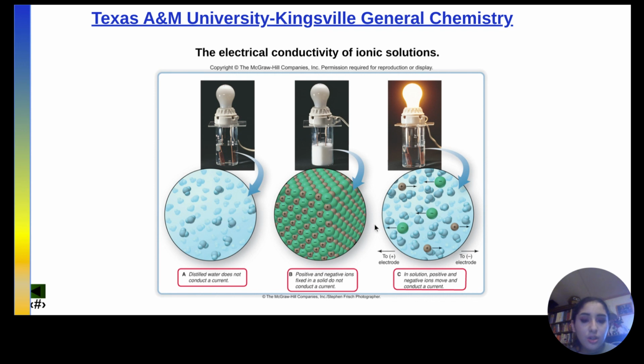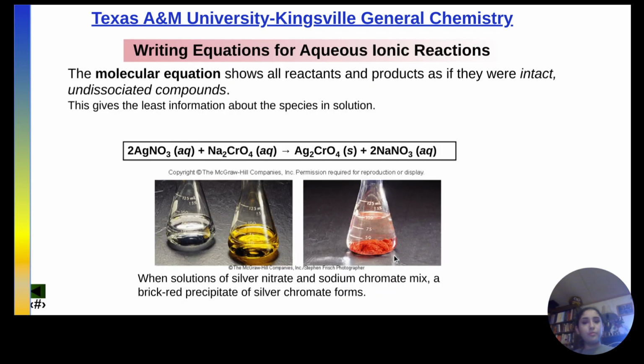Here we see our electrodes, the positive and the negative. They're showing up. It's not like in the previous slide where they're all tied together. They have room to move around in the water. So in a solution, positive and negative ions move and they're able to conduct a current.